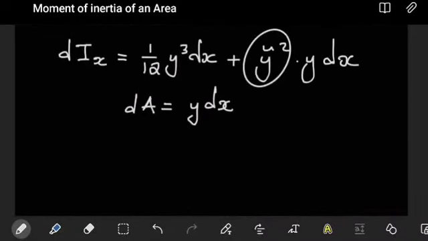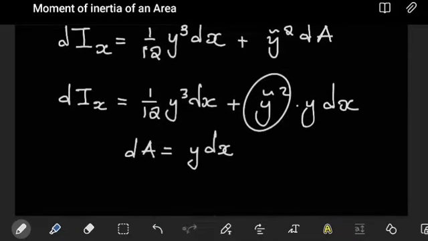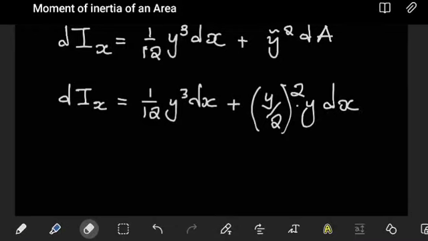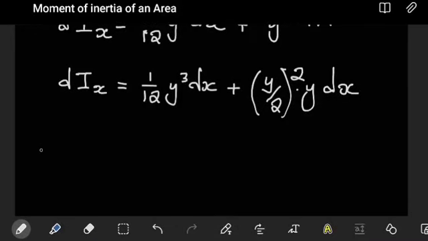So what does that imply? It implies that where we have y tilde, we now put y over 2, but squared. So we have y over 2, and we square that part. Now we have this expression. So all we have to do here, if we want to find the moment of inertia about the x-axis, is evaluate the integrals.